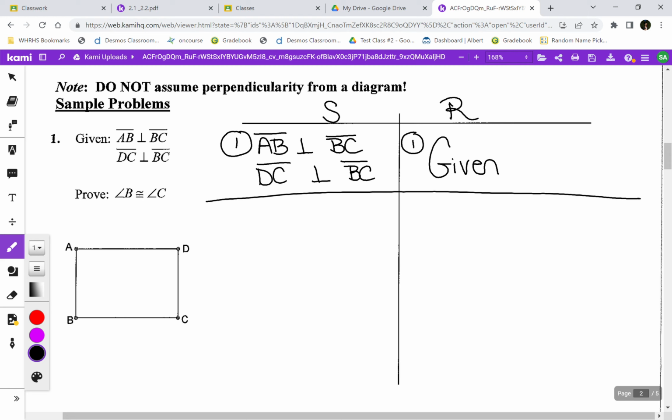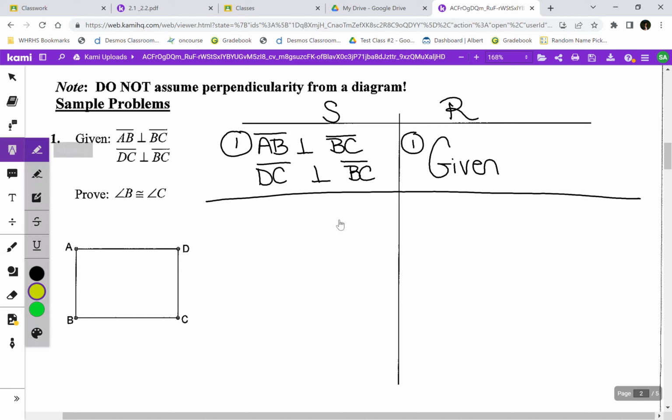Okay, so now we go through our given information. We come to conclusions. We make our diagram. So when it says segment AB is perpendicular to segment BC, we need to make a conclusion. They're saying segment AB is perpendicular to segment BC. Where those two segments intersect, where those two segments touch, we can say we have a right angle.